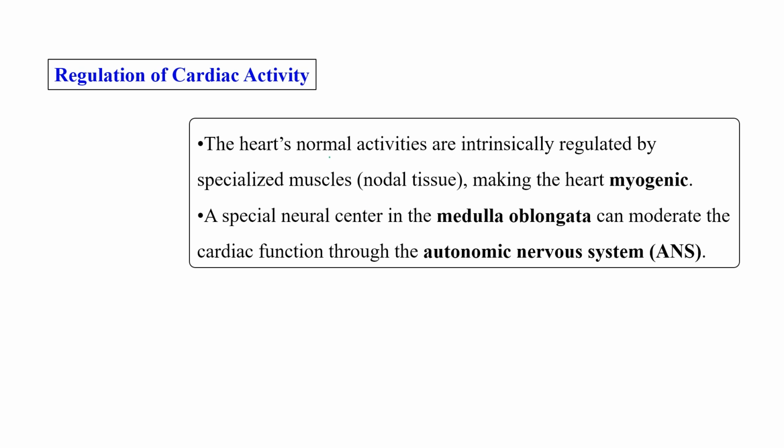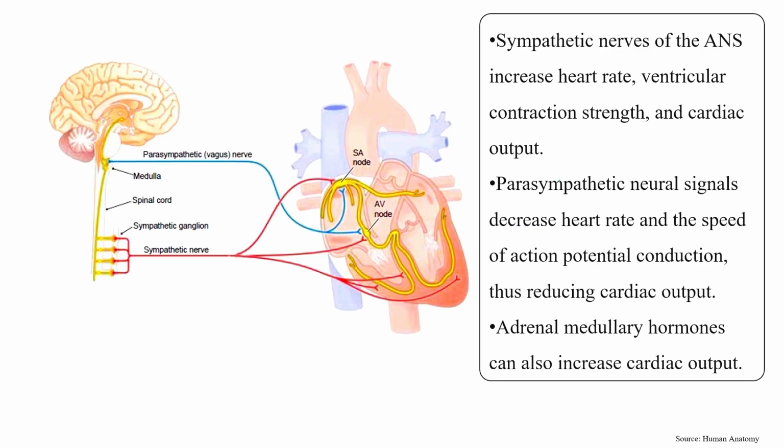The heart shows its normal activity as it is intrinsically regulated by a specialized muscle known as nodal tissue, which makes the heart myogenic. There is also a special neural center present in the medulla oblongata, which can moderate the cardiac function through the autonomic nervous system. In our nervous system, two types of nerves are present: sympathetic nerves and parasympathetic nerves.